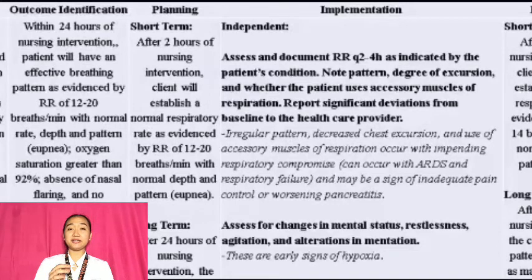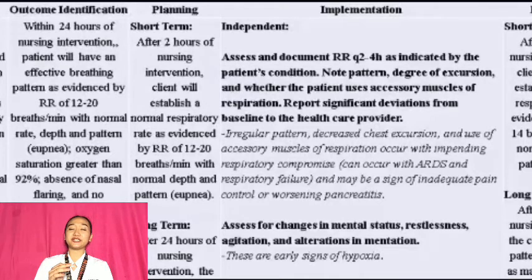For the implementation, the independent: assess and document the respiratory rate every 2 to 4 hours as indicated by the patient's condition, note pattern, degree of excursion, and whether the patient uses accessory muscles of respiration. Report significant deviation from baseline to the healthcare provider. Irregular pattern, decreased chest excursion and use of the accessory muscles of respiration occur with impending respiratory compromise, can occur with ARDS and respiratory failure, and may be a sign of inadequate pain control or worsening pancreatitis.